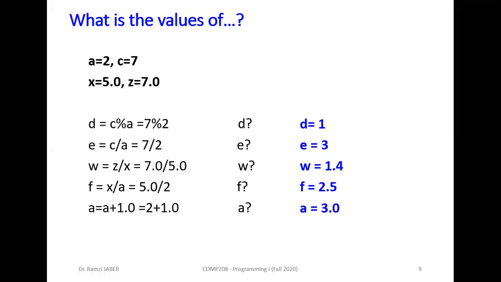It's 3.0. In C, there is a difference: 3 is an integer, 3.0 is a float. In real life, in math, there is no difference, but in C, how it is calculated inside the memory, there is a difference. You got it? Any question for this slide?